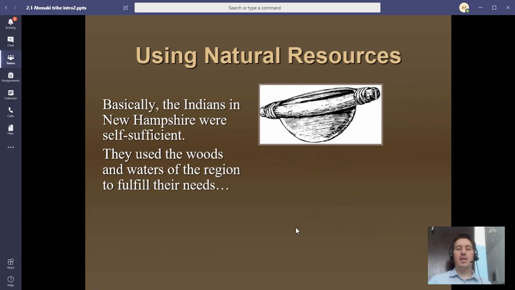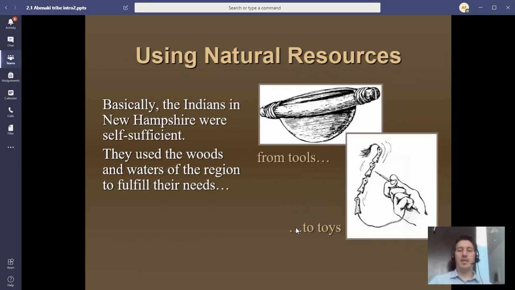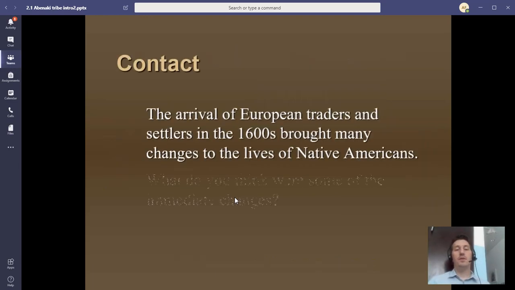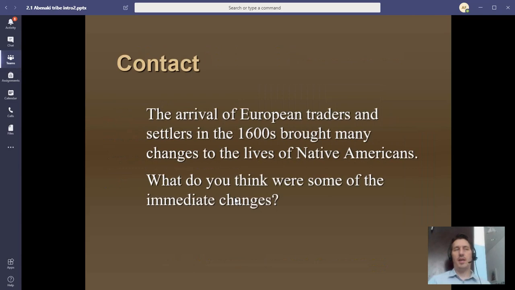So basically the Indians in this area of the United States, in New Hampshire, they were what you call self-sufficient, meaning everything they needed, they found or made for themselves. So they used the woods and the waters with tools, and they even had small things for toys for the kids. But all of this changed when the first Europeans came.